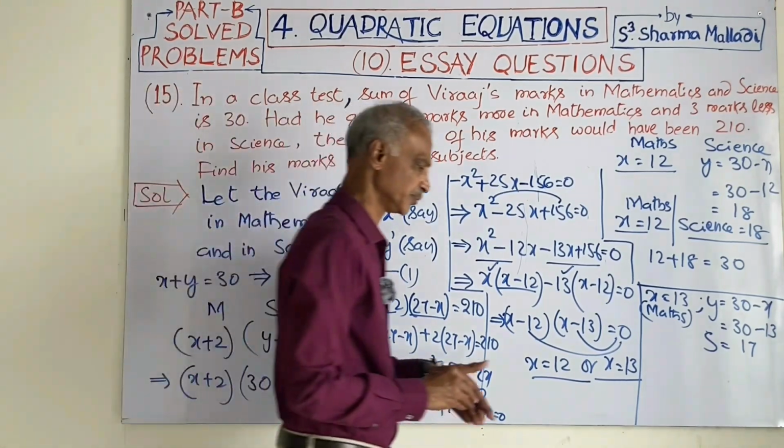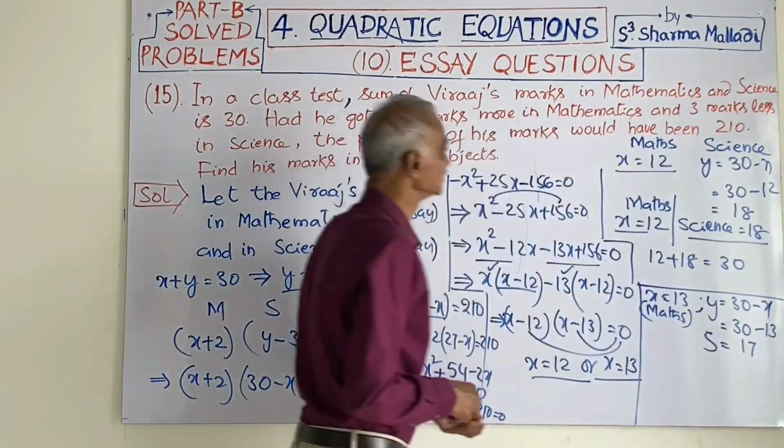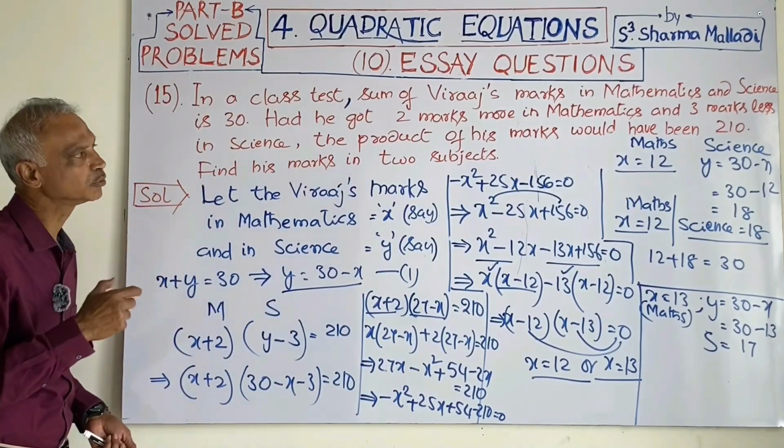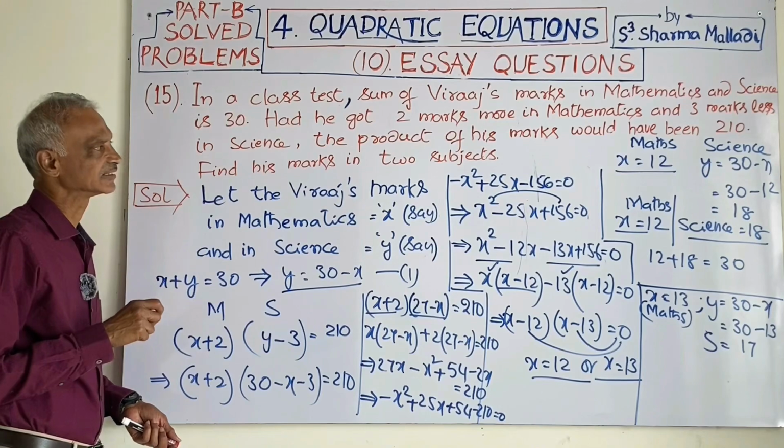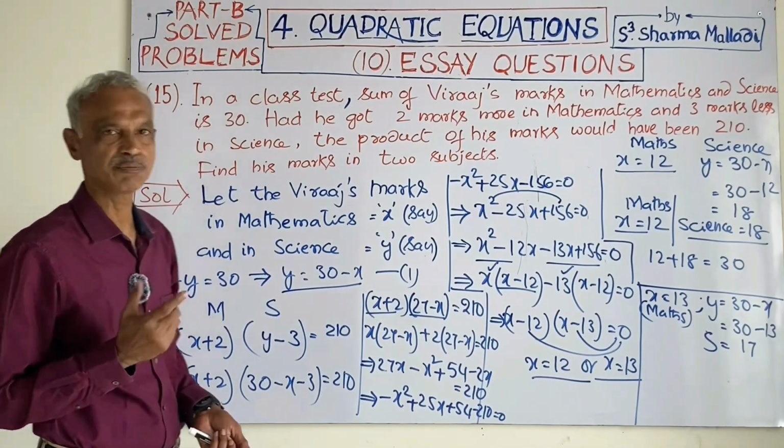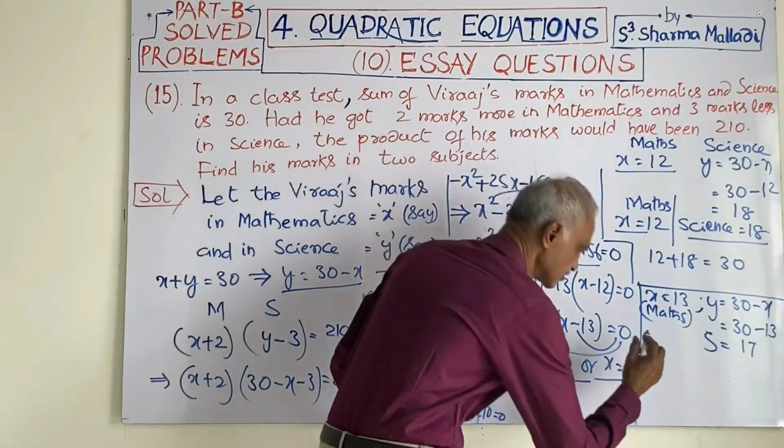Now you check. If he had got 2 marks more in maths and 3 marks less in science, the product of his marks would have been 210. Verification.